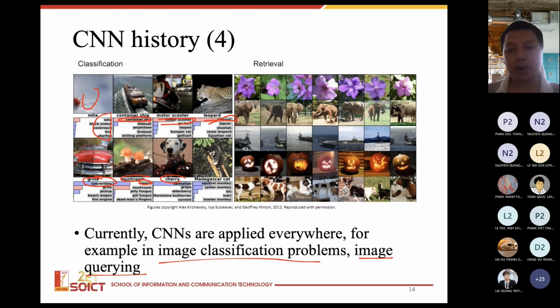And also for image querying, right? CNN was used to learn the image embedding, the vector representation of the image, and then you can use that to query for similar images in the database. For example, you put an image as a query, and then the system can return to you a list of similar images, right? A list of images of flowers, of the elephant, the sheep, the pumpkin, and the dog. Okay.